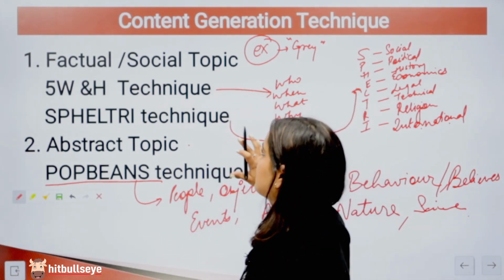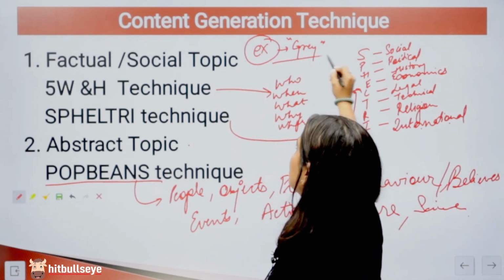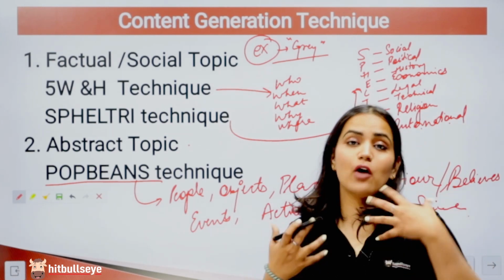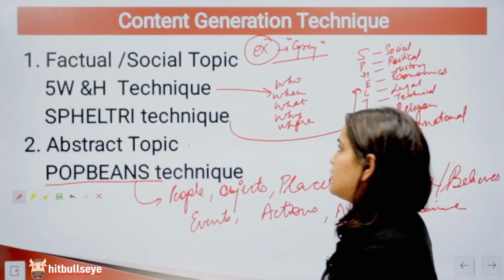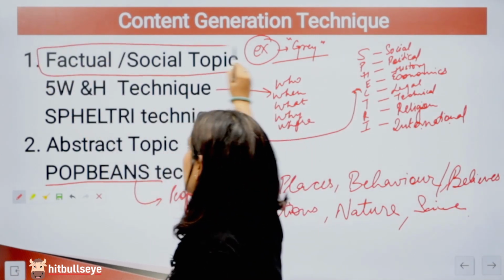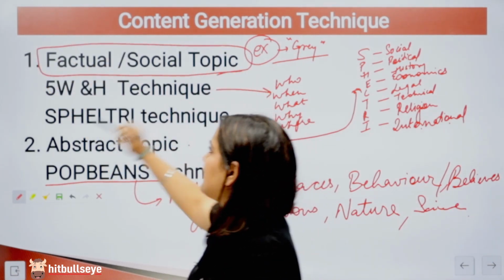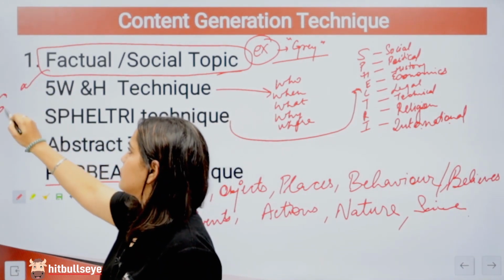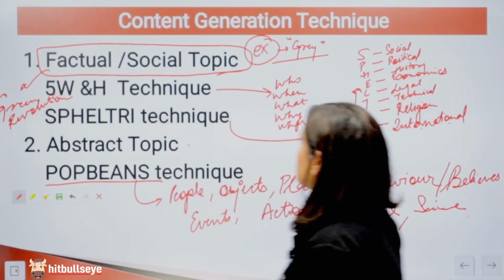The very first thing is just an example. Let's say the topic is grey. Now what all can be grey? How to speak about such a topic? Let's see. Firstly, I'll be talking about factual and social topics. Let's say I'll give you an example of Green Revolution. So Green Revolution is your topic.